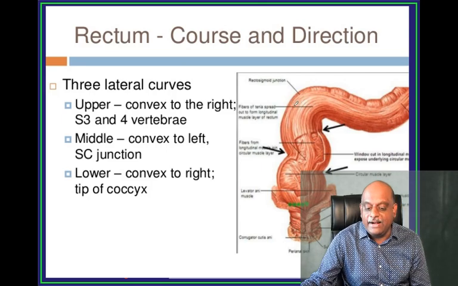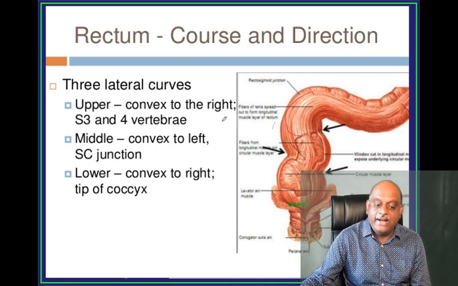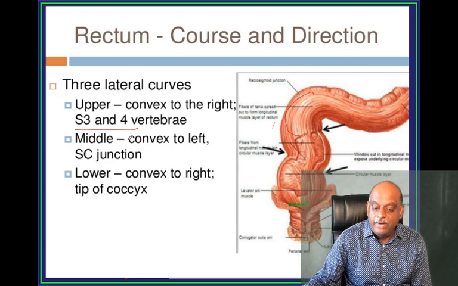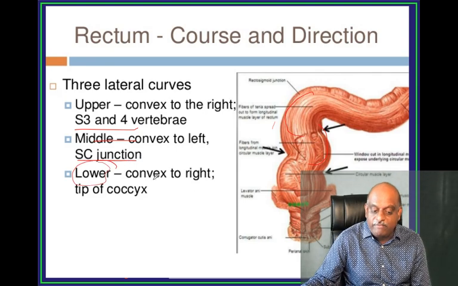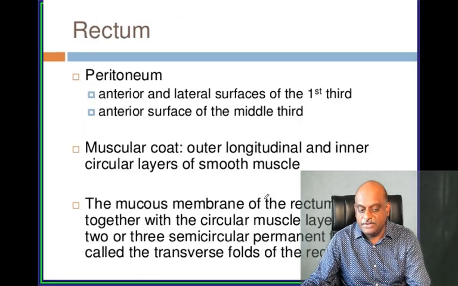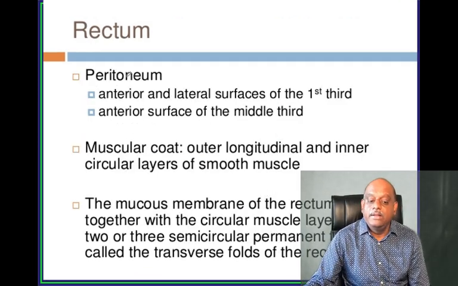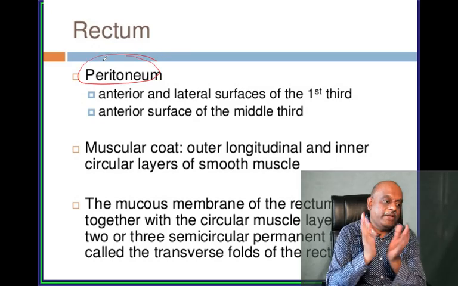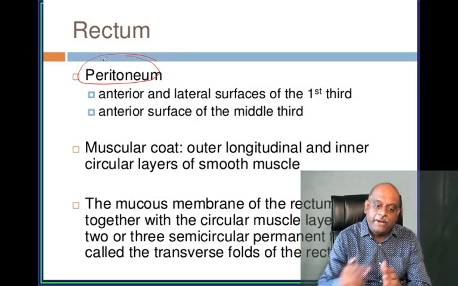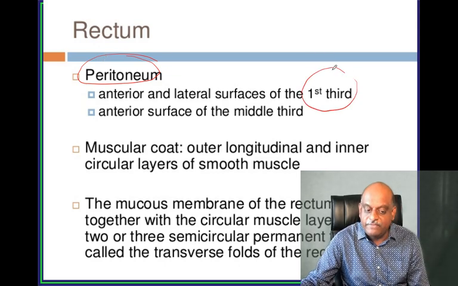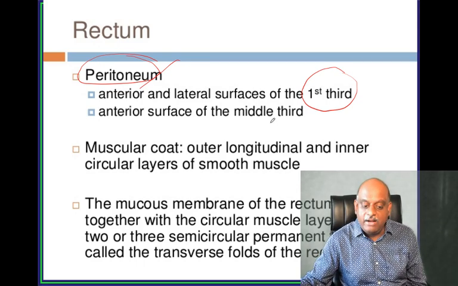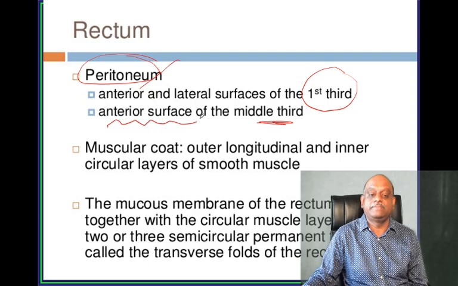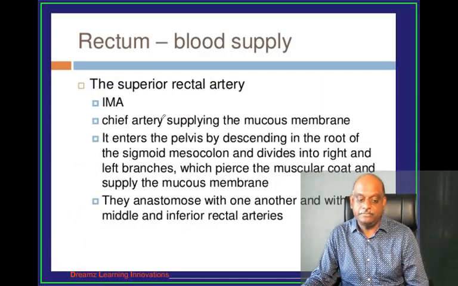It has got 3 lateral curves: upper convex to the right, S3 and 4 vertebra; middle convex to the left at the SC junction; and the lower is convex to the right, tip of coccyx. Then if you look at peritoneum of the rectum, is the rectum fully covered with peritoneum? No sir. In the first 1/3 of the rectum, anterior, aage or lateral surfaces are covered. Middle 1/3, only anterior surface is covered. That is what you have to remember.